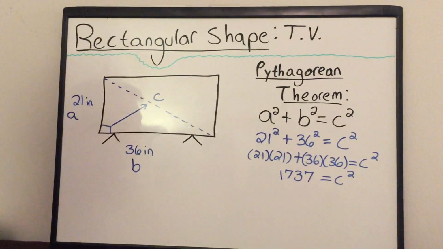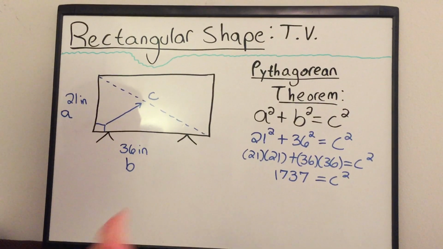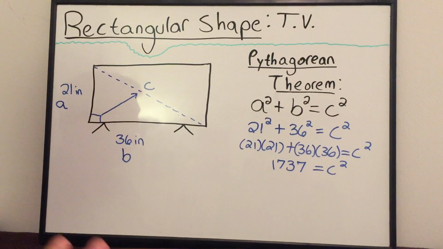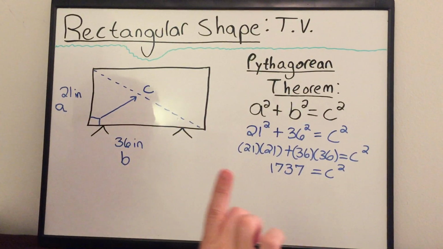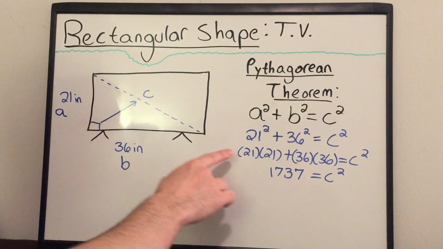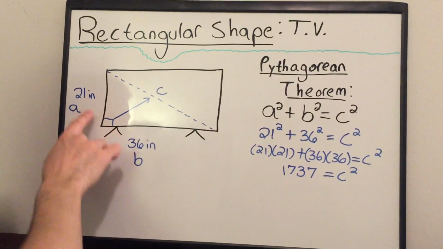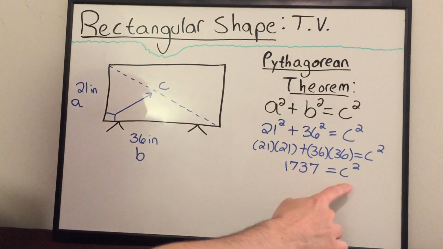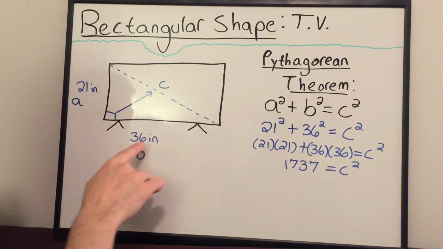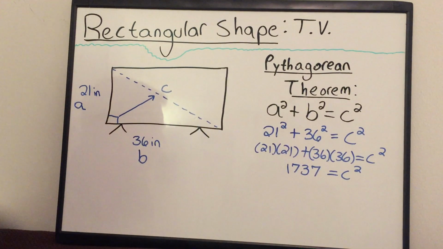Now be careful. A lot of people are tempted to stop right there and say, Mr. Brodeur, I got my answer, my hypotenuse is 1,737. But be careful. That would be a very long hypotenuse given that this is 21 and this is 36. My c probably needs to be closer to my a and b numbers.